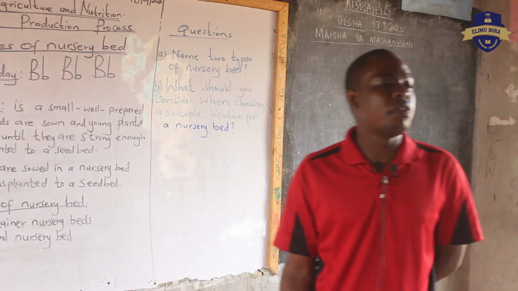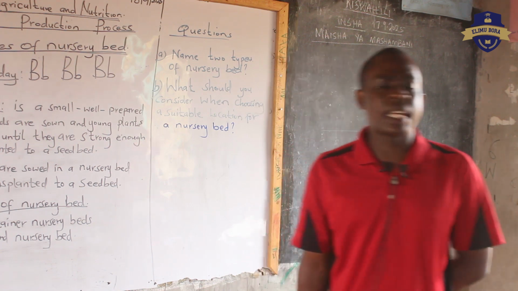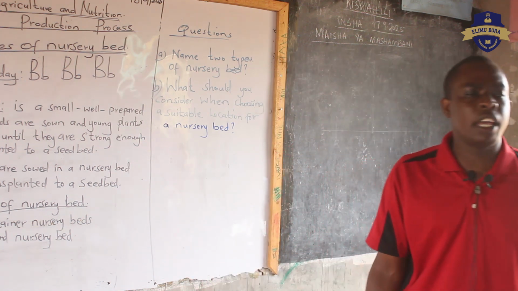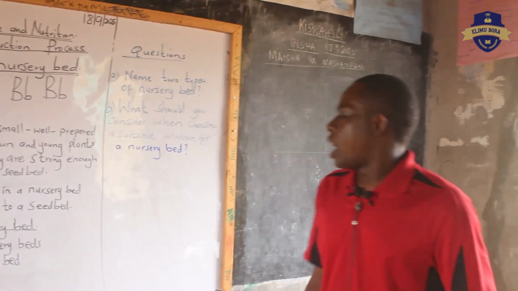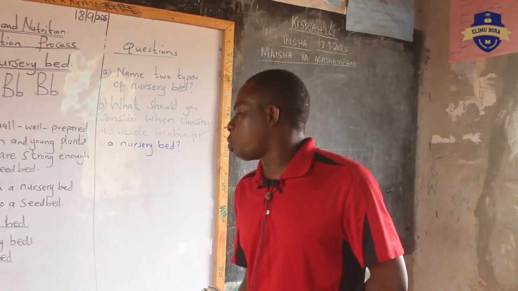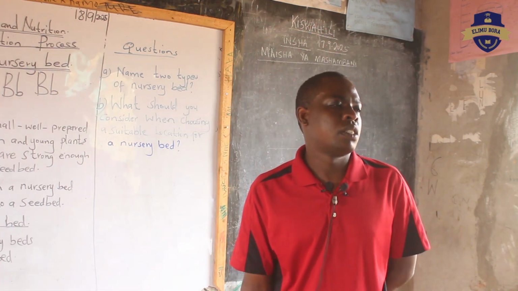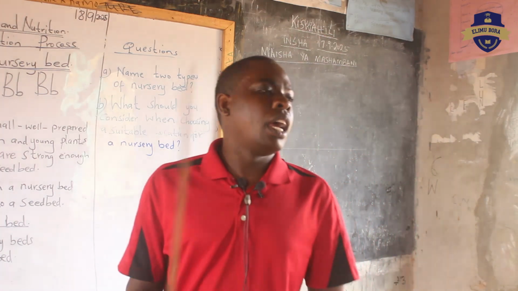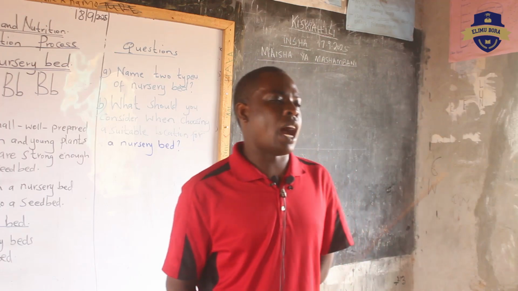Now, we have types of nursery bed. One type we have said is the container nursery bed. Say container nursery bed. The type number 2 is the ground nursery bed. Those are some of the types of nursery bed we have.